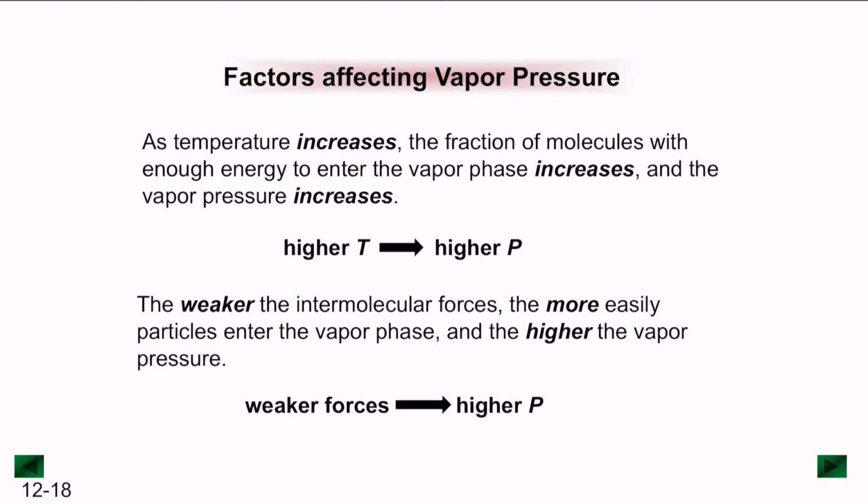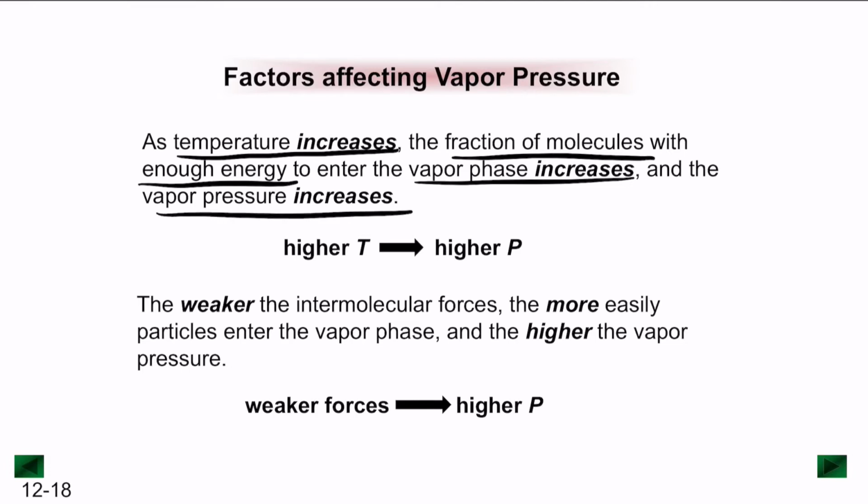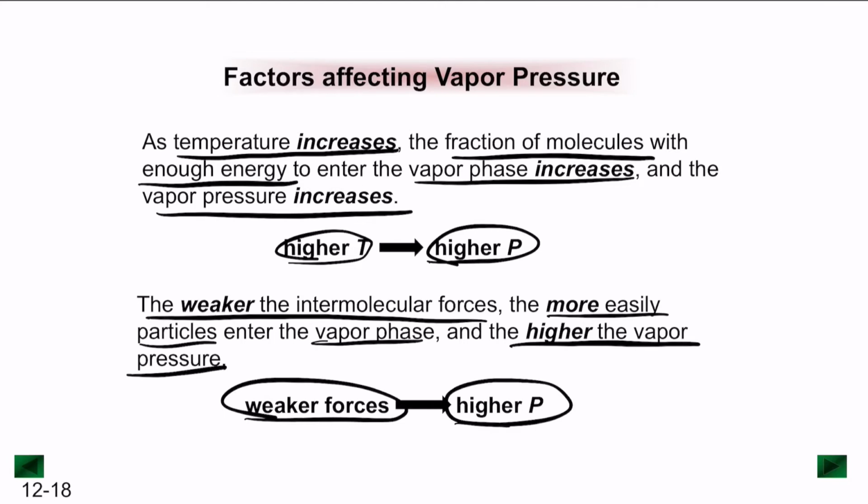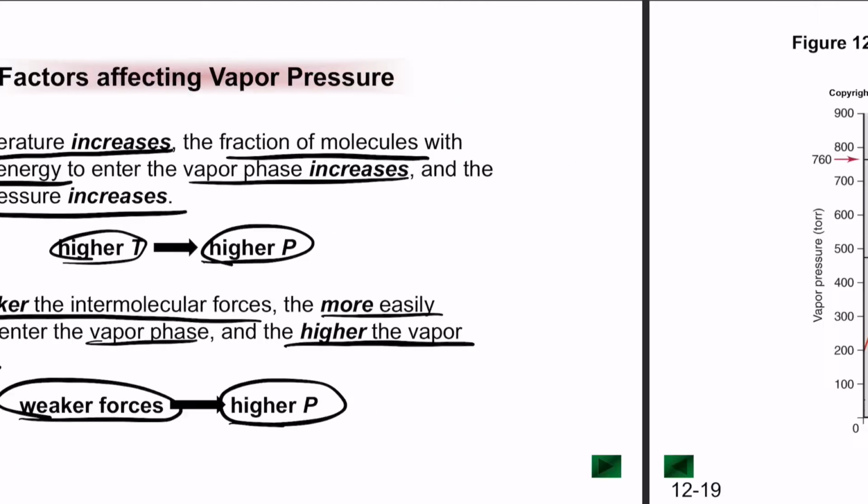So let's talk about the factors that affect the vapor pressure. The number one factor is the temperature. As the temperature increases, the fraction of molecules with enough energy to enter the vapor phase also increases, thereby increasing the vapor pressure as well. So the higher the temperature, the higher the pressure. Next, the weaker the intermolecular forces, the more easily the particles enter the vapor phase and the higher the vapor pressure. So when the forces are weaker, the vapor pressure is higher.